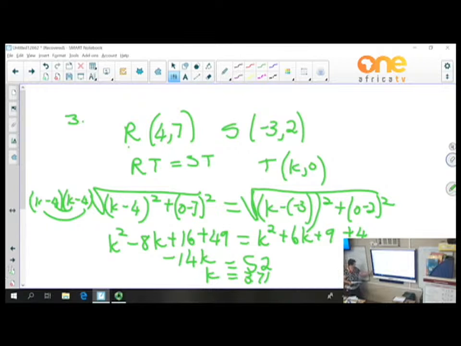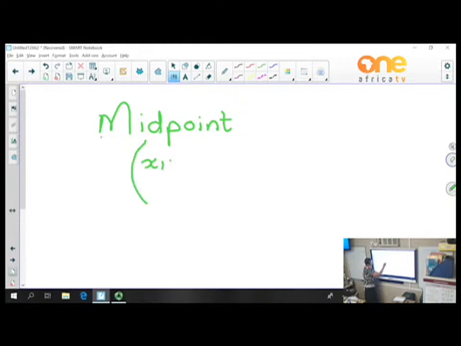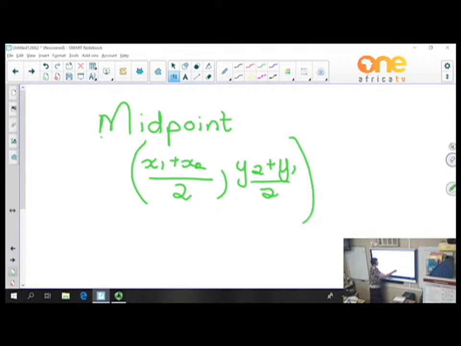Okay, so grade 11s in your book, let's take now the next one for today, the midpoint formula. The midpoint is a coordinate that you're going to calculate, so that's x1 plus x2 over 2, it's a coordinate, so that's why I have the comma there, and then y2 plus y1 divided by 2. Because I need to find the midpoint.